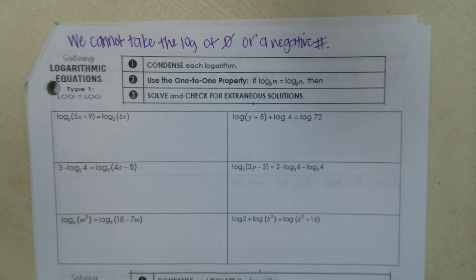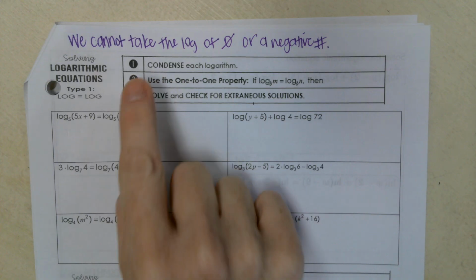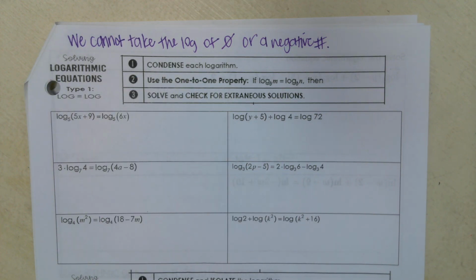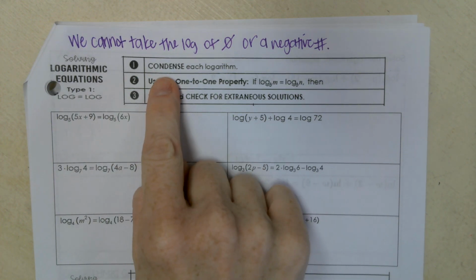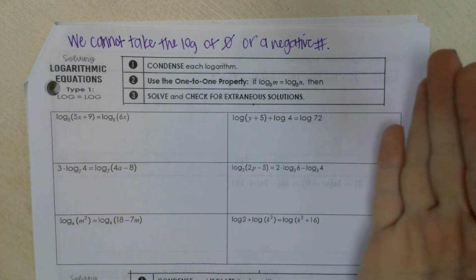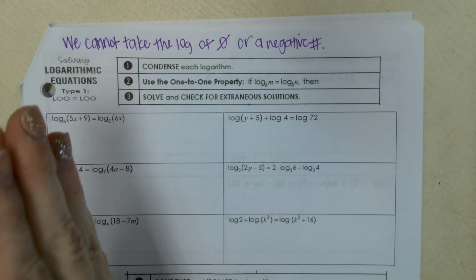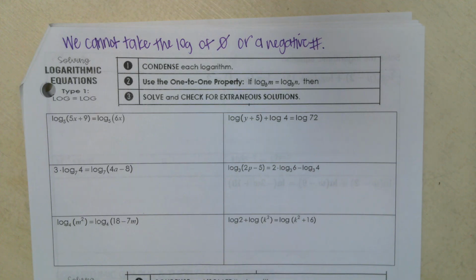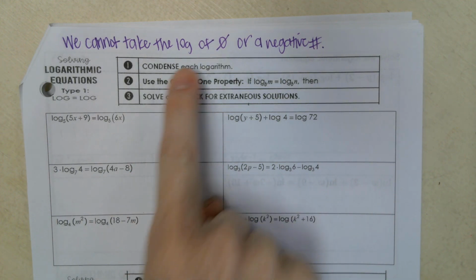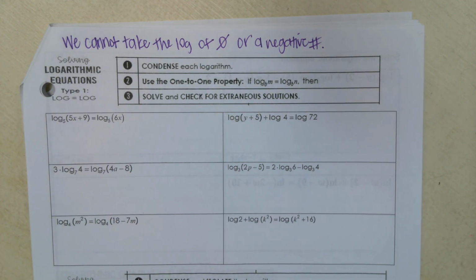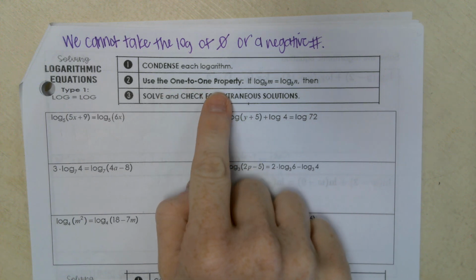All right, what we're going to do, this is pretty similar to when we were solving our exponential equations, okay? Except I might have a few steps to do beforehand. The first thing that we will want to do is condense each logarithm. Now, condensing is making everything small. You want to put everything that's on one side of the equation into one single logarithm. And then we're going to use the one-to-one property.